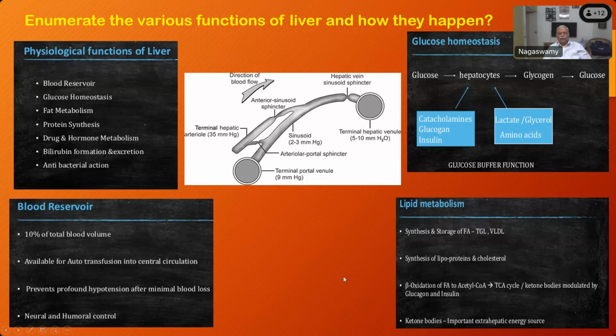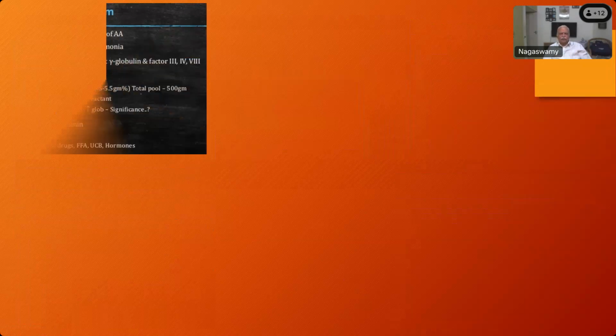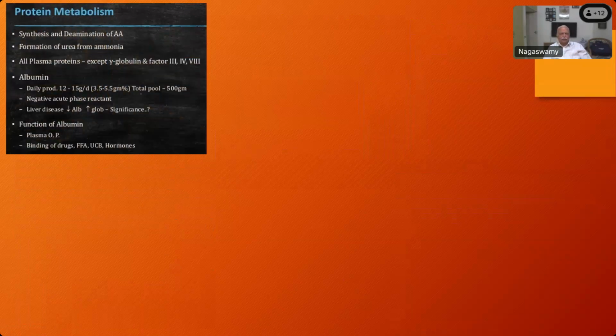Brain. Yeah, cerebral cells can use ketones in the absence of glucose. Okay, to some extent. After that, they will become depressed. So initially, they can utilize them if there is hypoglycemia.